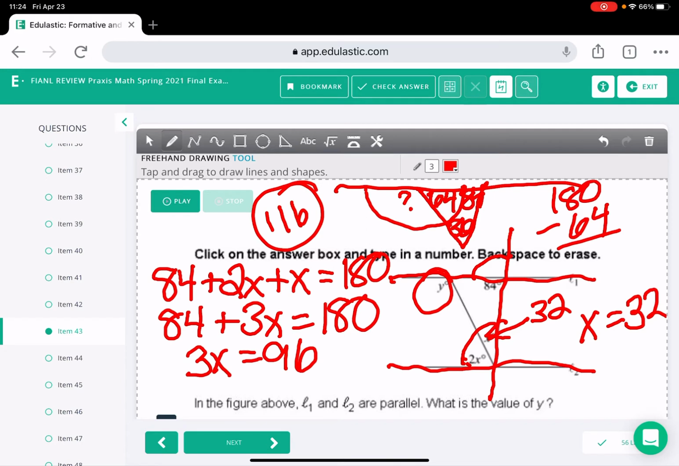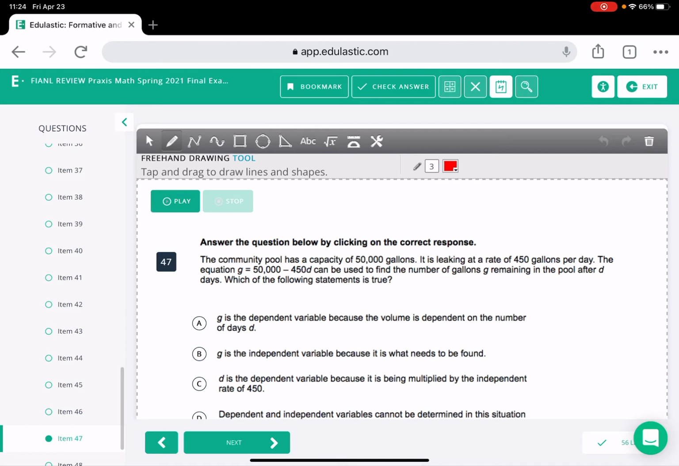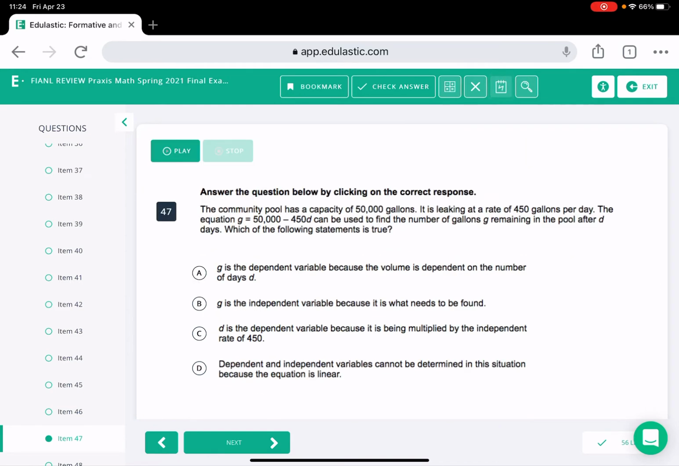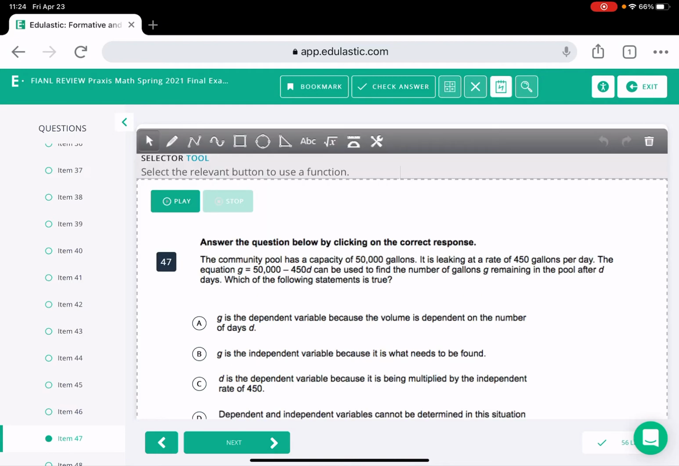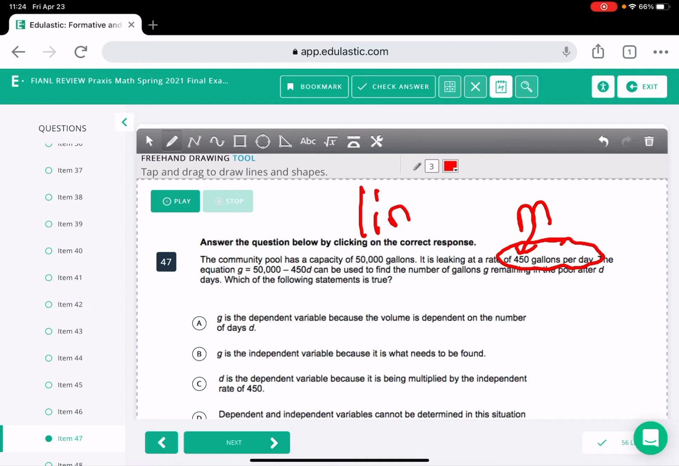Okay, the next one is number 47. The community pool has a capacity of 50,000 gallons. It's leaking at a rate of 450 gallons per day. Remember, whenever you see that per day thing, that means that's your m, your slope. This is linear. They gave you the equation here.